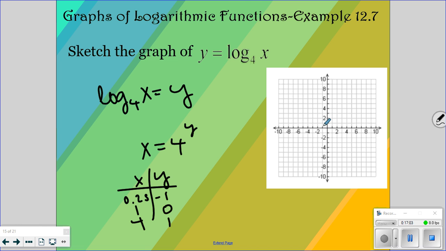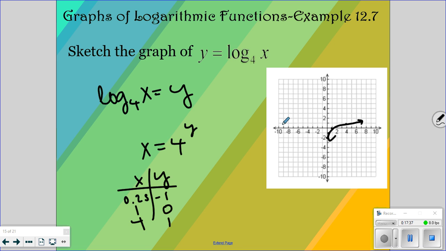And so if we graph those, we have 0.25, -1, sorry. And then we have 1, 0, and then we have 4, 1. And so it's an exponential graph, but it goes this direction instead of the normal thing that you would think of as an exponential. So that's the difference between the graph of a log or the graph of an exponential.